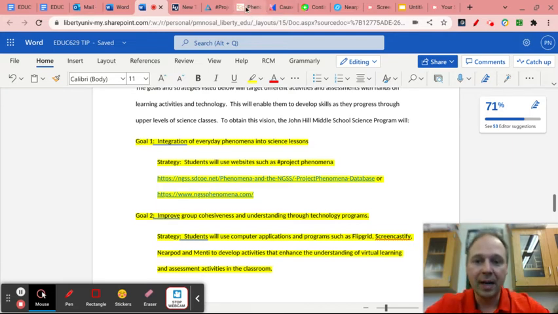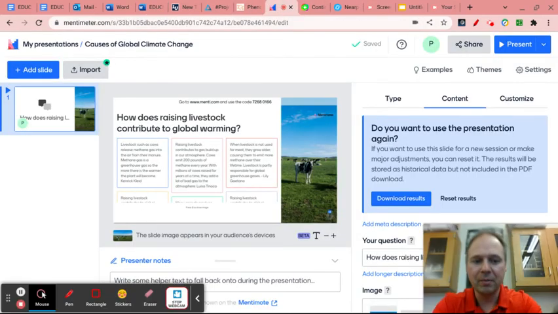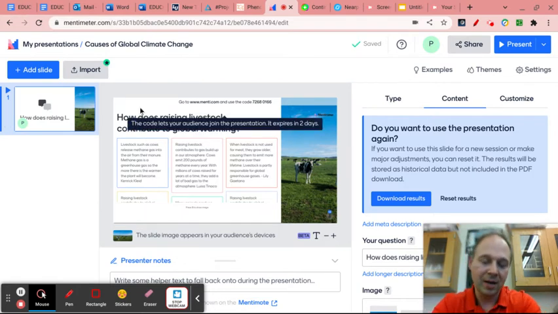The first one that I have is something called Menti, and this is one of my examples for Menti. It was a question I had talked about with global warming: how does raising livestock contribute to global warming? They might have done some sort of lesson or lab, and then I want them to show me what they learned. I would give them a question, they would type in short answers, and those would show up underneath the question. Then we would have a discussion afterwards.